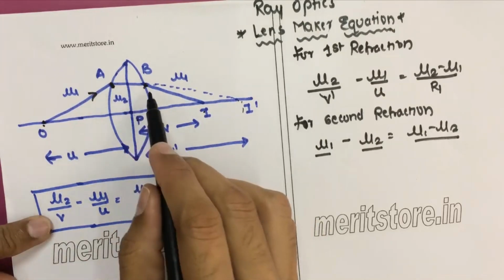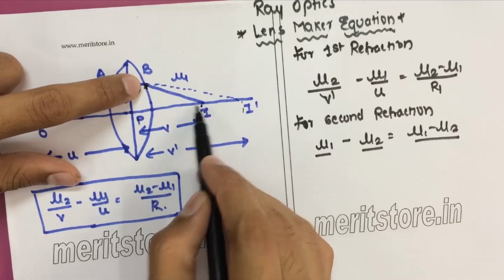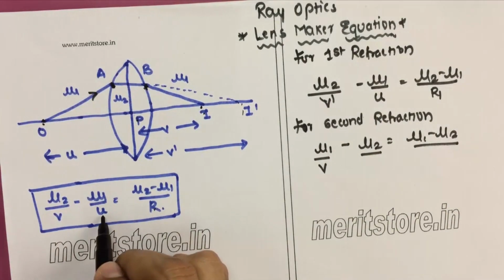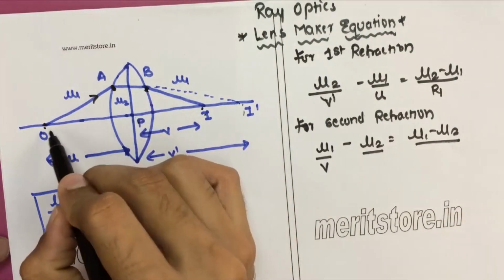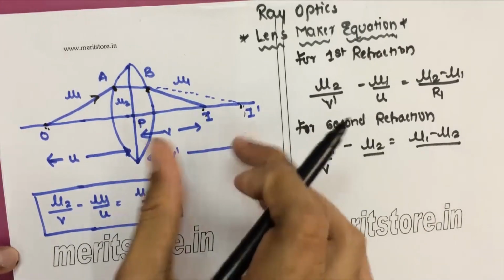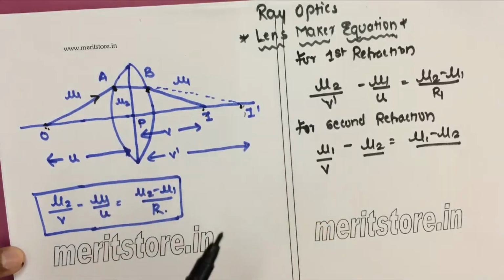Okay, now V is not changed, because point B forms the image at point I, and that is V; it remains the same. But U is the object distance. Now for this point B, it doesn't take this O as its object, it takes this I dash as its object. So the I dash's object distance is given by V dash.